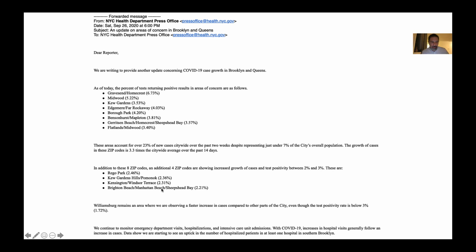And they identify another group of neighborhoods whose test positivity rates are between 2 and 3%. These are neighborhoods that they're keeping an eye on. And importantly, they say, we're continuing to monitor emergency department visits, hospitalizations, and ICU admissions. So you can get a sense of how these data are being used to identify those areas of the city that may be at increased risk for surges in community transmission, and then the subsequent things that follow that are very concerning, like increases in hospitalizations and deaths.